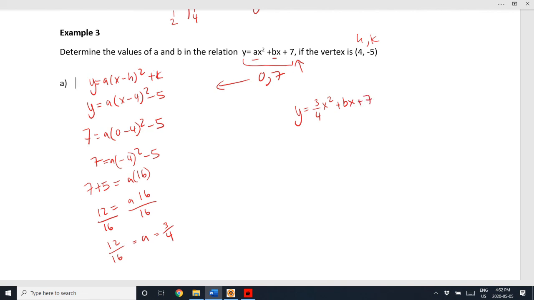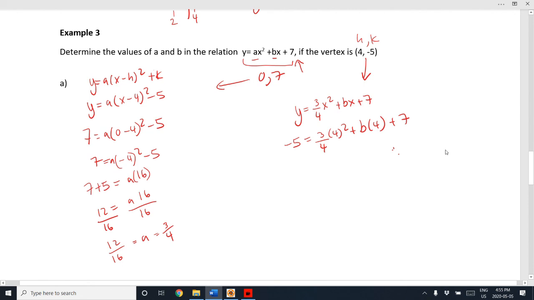Now we need to figure out what b is. And so to figure out what b is, we're going to actually plug in this x and y value back into this equation here and solve for what b is. Okay, so we know when our x value is equal to 4, our y value is equal to negative 5. So wherever we see an x, we're going to plug in a 4 into this one, and wherever we see a y, we're going to put a negative 5. So it's a negative 5 up front. Is equal to 3 over 4, and we have our x here, which is 4 squared, plus b times 4, plus 7.